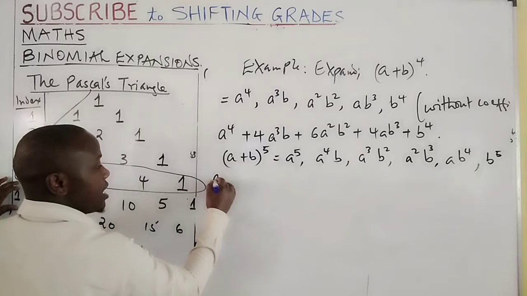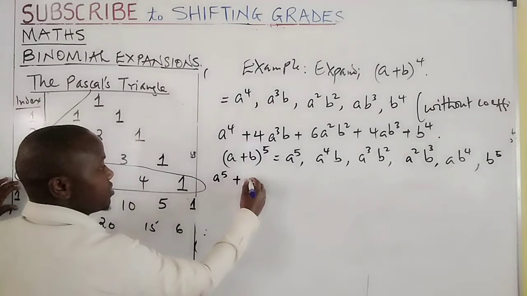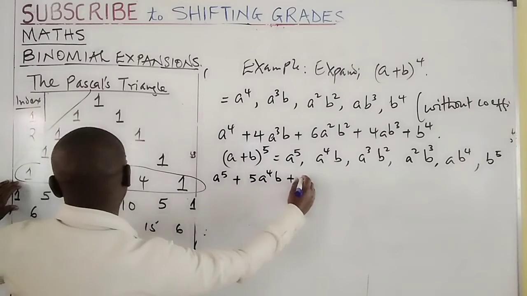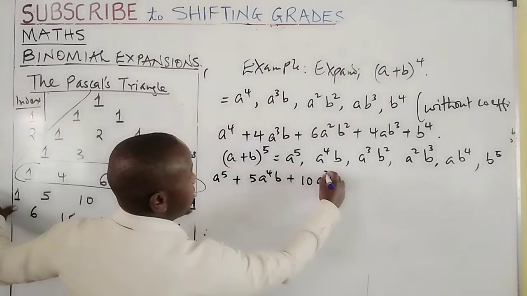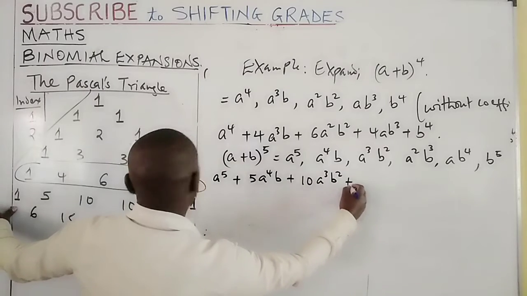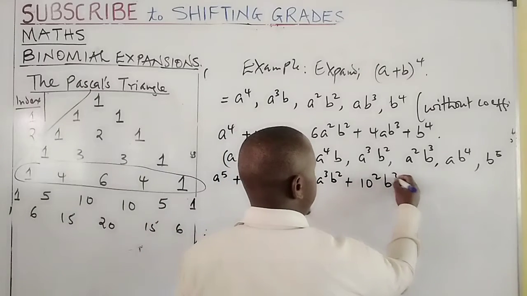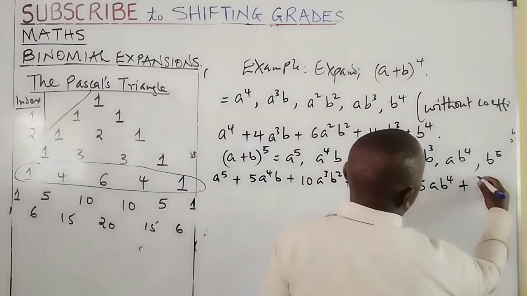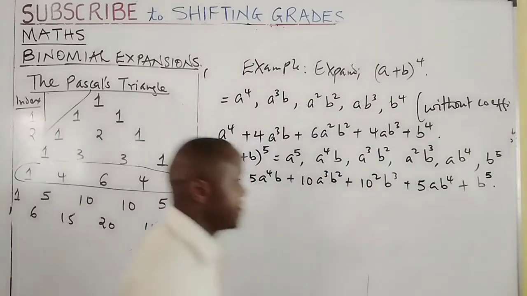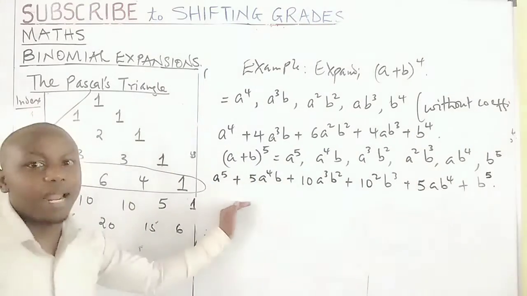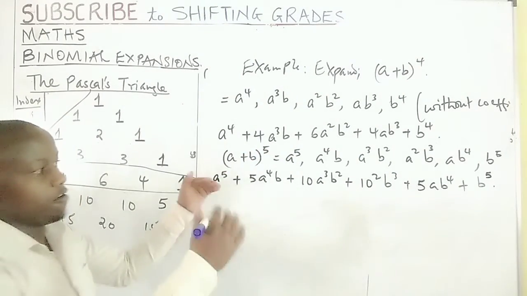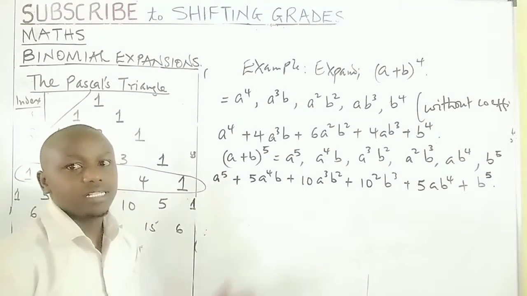So this one becomes a power 5 plus 5a power 4b plus 10a power 3b squared plus 10a squared b power 3 plus 5ab power 4 plus 1 times b power 5. The expanded form raised to power 5. For power 6, we use the coefficients for 6. Power 7, the coefficients for 7.